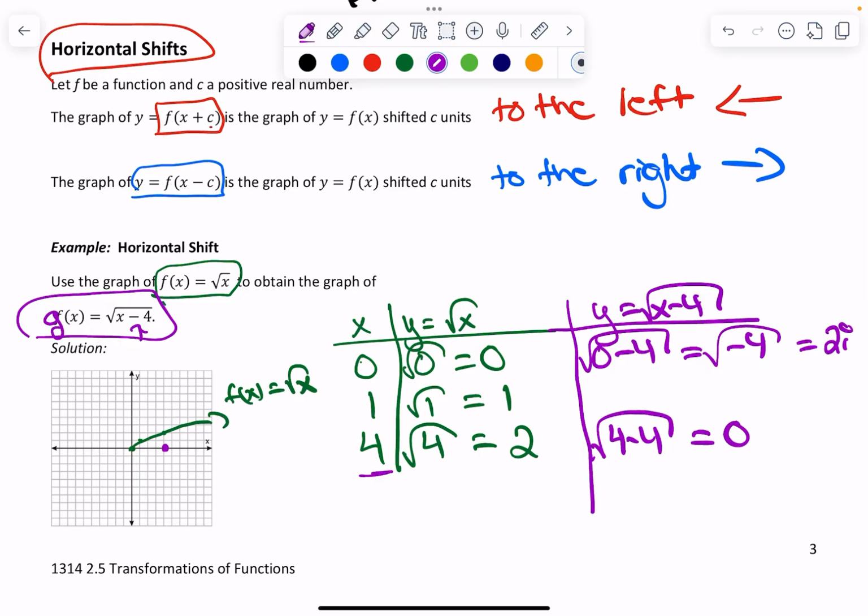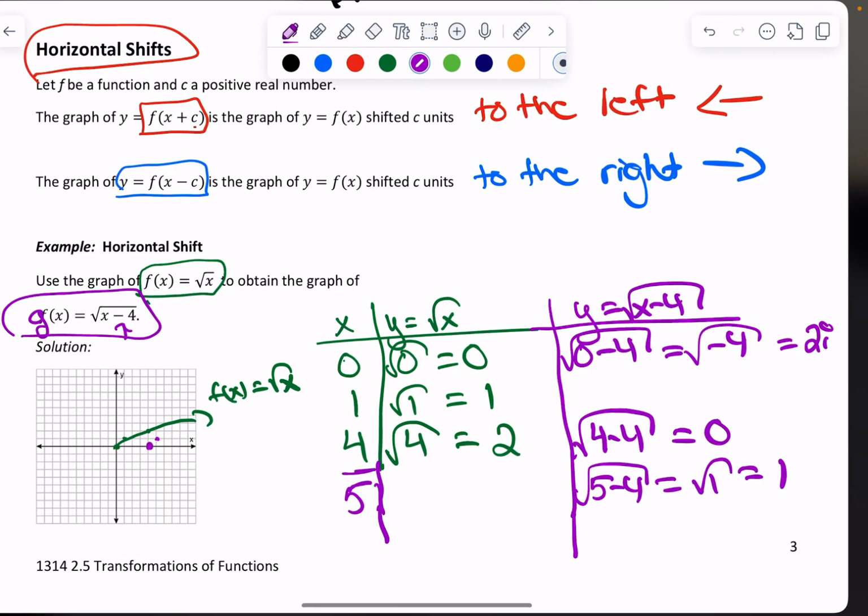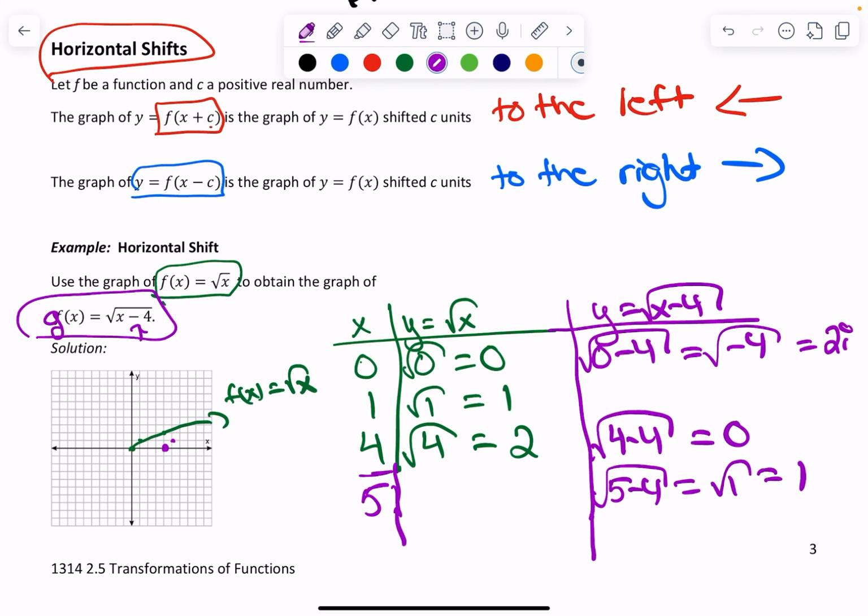Everything else should be the same. So if we do x as 5, and we do 5 minus 4, that's going to be a square root of 1, which is 1. So that's going to be up here. And then for 6, 7, we need an 8. 8 minus 4, square root of 8 minus 4 is going to be square root of 4, which is a 2.